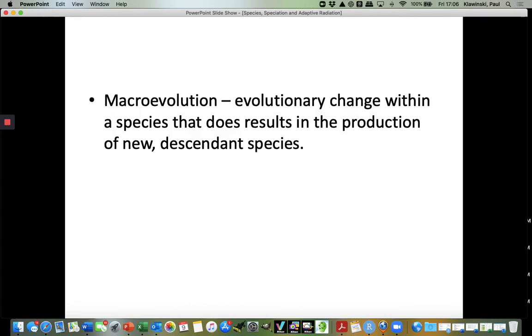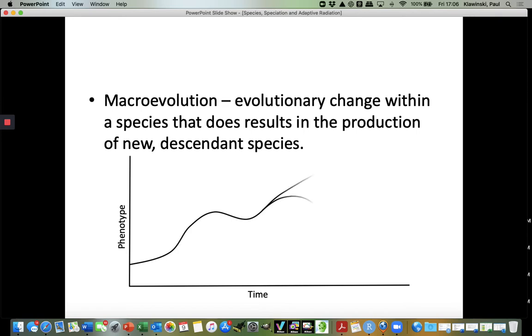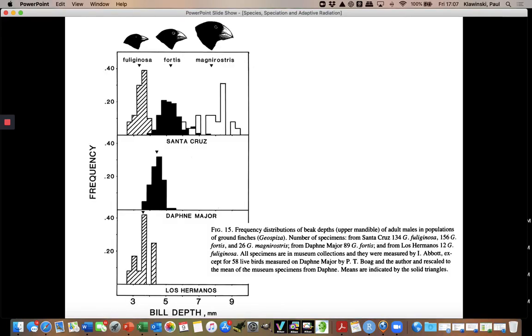Macroevolution, on the other hand, is evolutionary change that does result in the production of new descendant species. And so what happens in this case is the phenotype changes, but there comes some point where the population divides into two subpopulations, and when those subpopulations evolve away from one another, they finally become different enough morphologically that biologists will start recognizing these two evolutionary lineages as individual species. And this is exactly what we think has happened with Geospiza fuliginosa, fortis, and magnirostris.